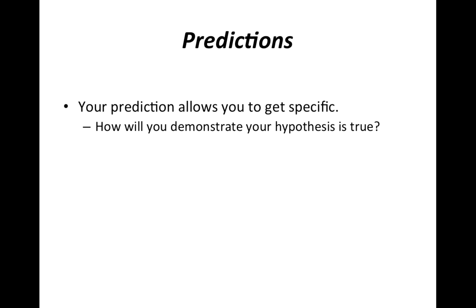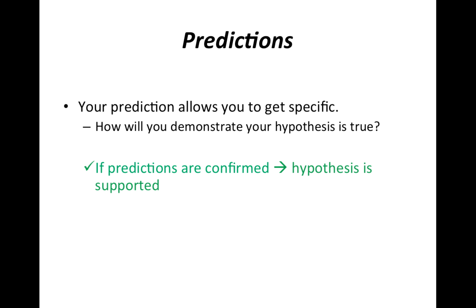So in research papers, typically at the end of the introduction section or the beginning of the method section, you will see that the researcher will actually specifically lay out what the predictions are for the study.